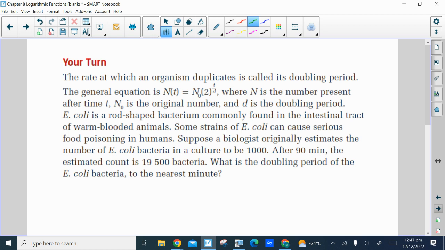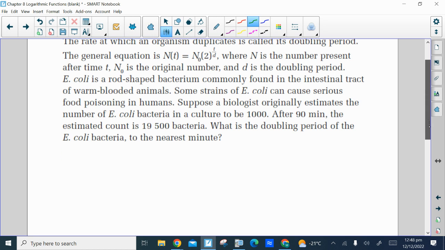E. coli is a rod-shaped bacterium commonly found in the intestinal tract of warm-blooded animals. Some strains of E. coli can cause serious food poisoning in humans. Suppose a biologist originally estimates the number of E. coli bacteria in a culture to be 1,000. After 90 minutes, the estimated count was 19,500. What is the doubling period of the bacteria to the nearest minute?